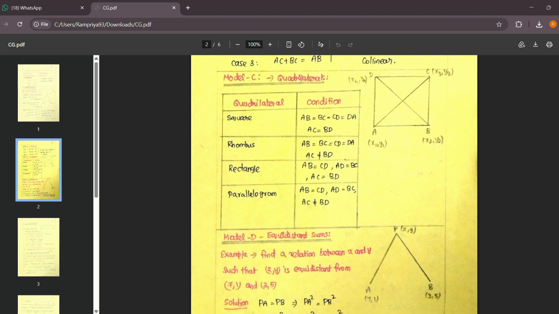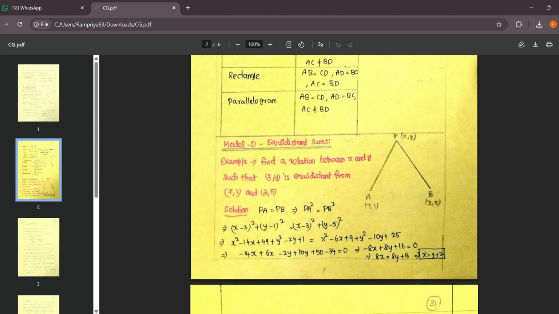And the next model in distance formula is about equidistant type of questions. So equidistant means, as the name itself suggests, that it is having equal distance. So here PA equal to PB. So for PA you can apply the distance formula, and then for PB you can apply the distance formula. Since the distance formula involves a square root, both PA and PB will have a square root. So for calculation purpose, you just have to square it so that the root goes away. It will be easy for us to manipulate. That is the purpose. So PA square equal to PB square. Find out the distance formula and then square it.